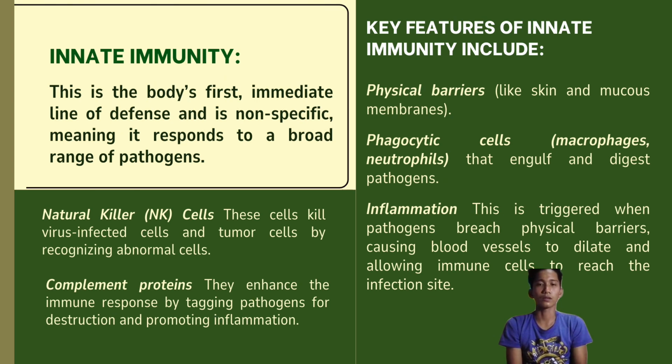to reach the infection site. Fourth is natural killer cells. These cells kill virus-infected cells and tumor cells by recognizing abnormal cells. And the last is complement proteins. Complement proteins enhance the immune response by tagging pathogens for destruction and promoting inflammation.